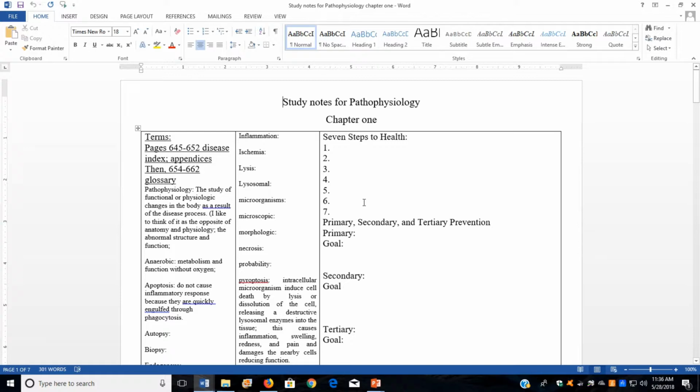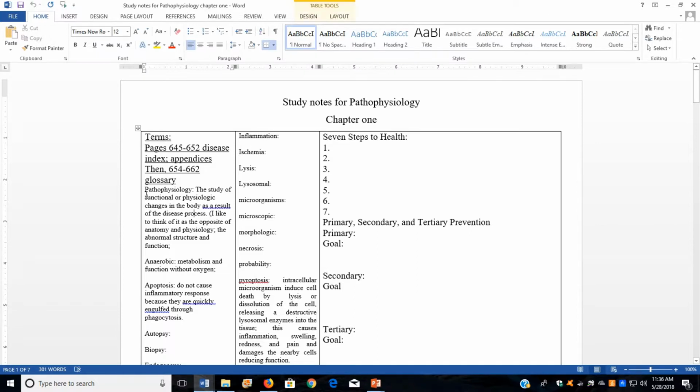Okay, here is chapter 1. I've already kind of filled some of these out. I'll share this one with you as well. So you can look under two different areas. The disease index is on page 645 to 652, and then the glossary on 654. You can look that up.